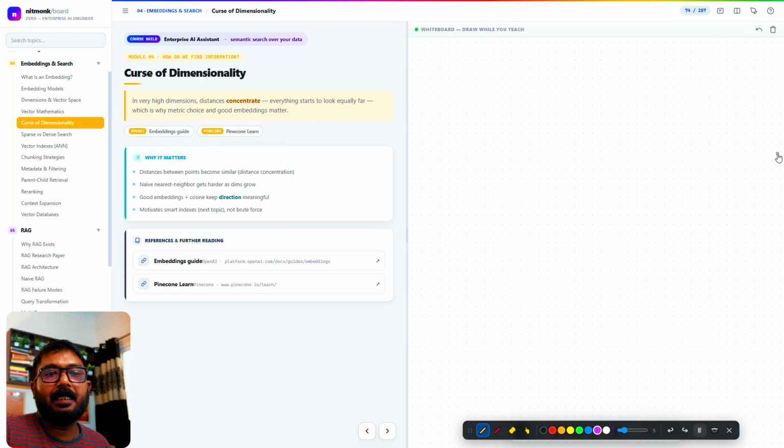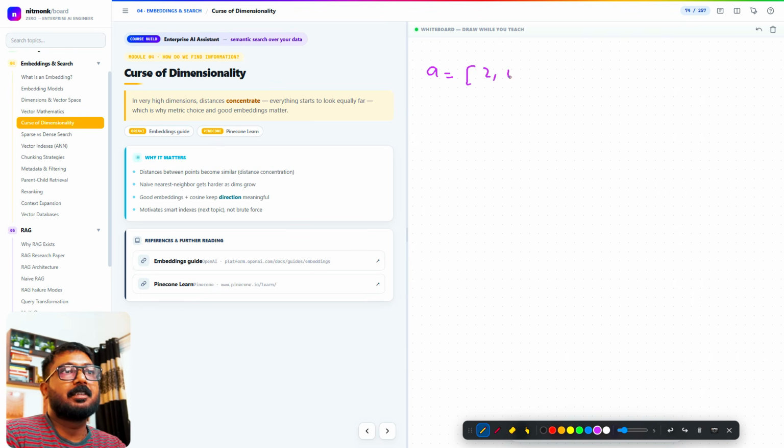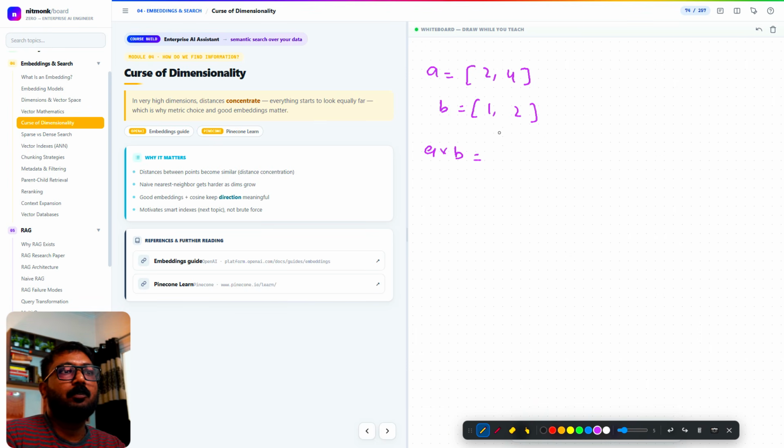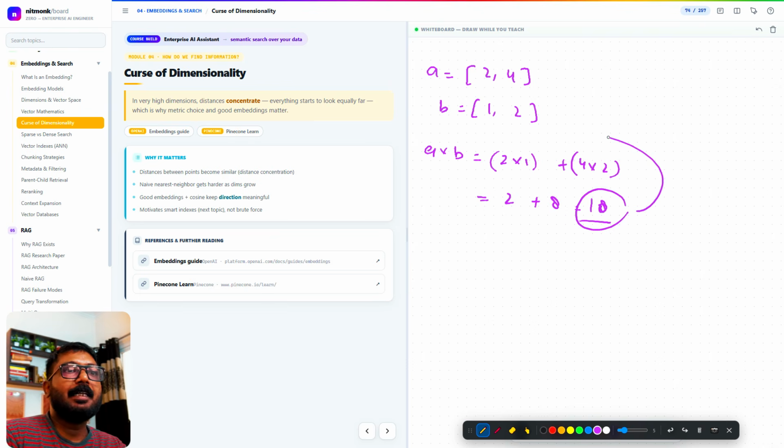Why am I talking about matrix calculation? Let's talk about it in two dimensions. A is 2 4, and B is, for example, 1 2. To calculate A into B, you do 2 into 1, plus 4 into 2, which is 2 and 8, and that comes to 10. This is the A into B of single 2-dimensional vectors, or 2-dimensional embeddings.